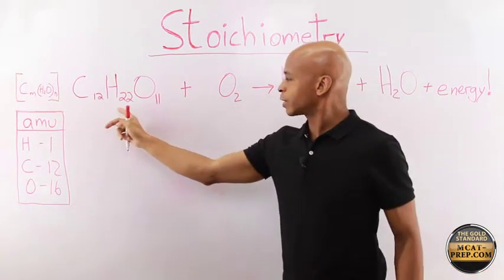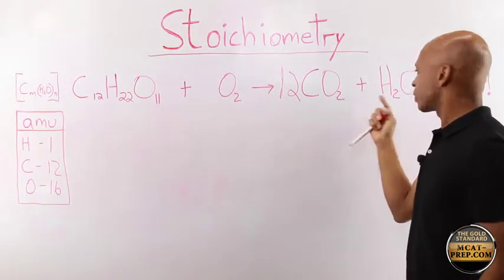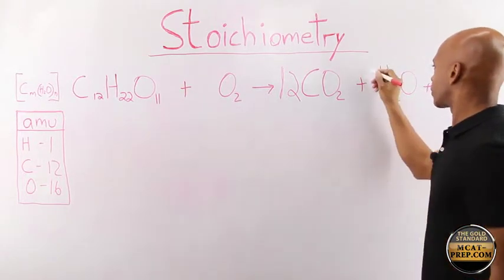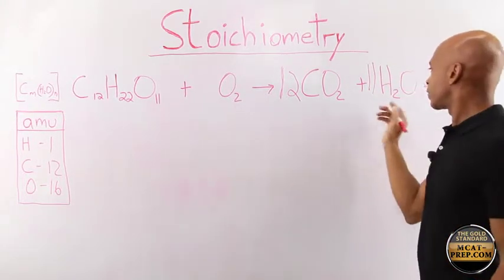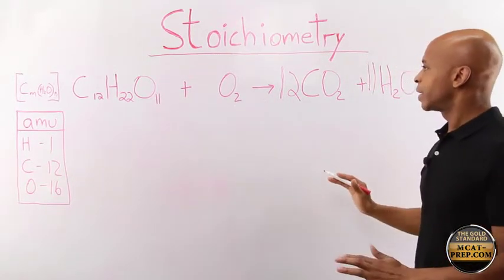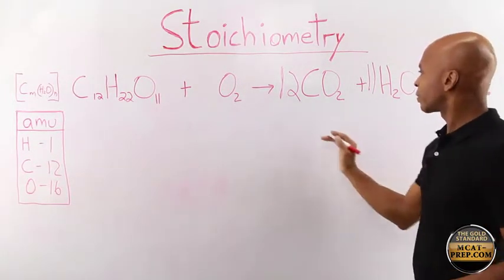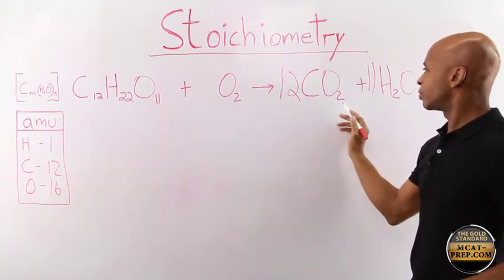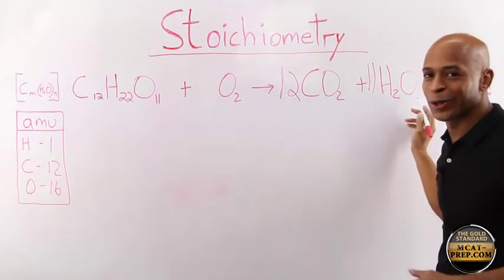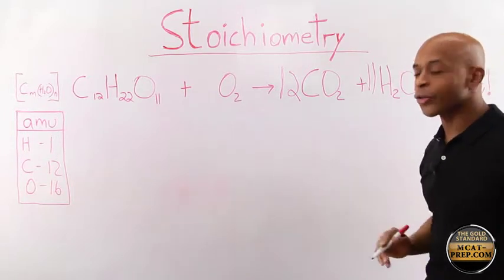Okay, the next thing is we have 22 hydrogens. So there's no hydrogens here, there's only hydrogens over here. So we're going to have to put something in front of here to get those 22, so we put 11. So 11 times 2, that's 22. Okay, so we have the carbon and hydrogen, fine. Now on this side of the equation, we have 12 times 2, so that's 24 oxygens, and 11 times oxygen. So we have 11 here and 24 here, so that's a total of 35 oxygens.